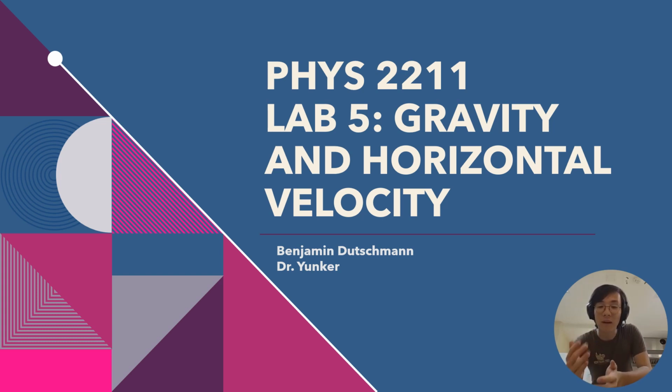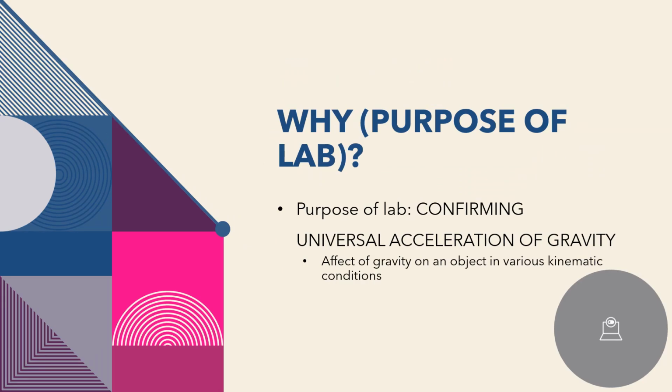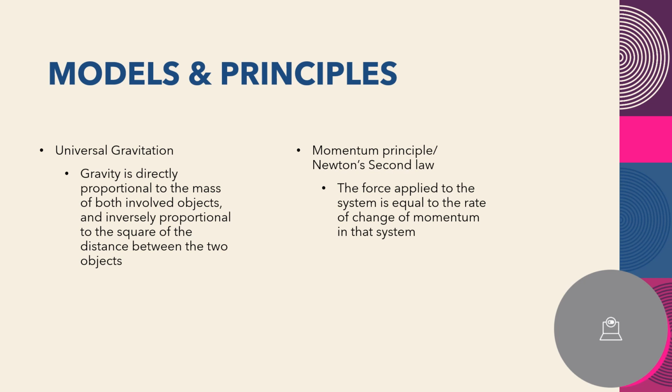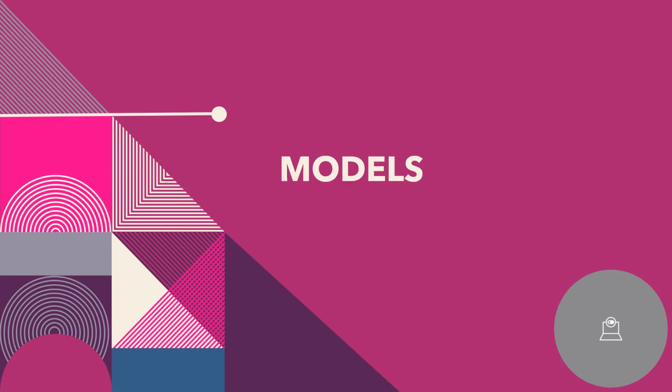Hello and welcome to my final physics lab, Lab 5, Gravity and Horizontal Velocity. The purpose of today's lab is to confirm the universal acceleration of gravity, specifically the effect of gravity on an object in various kinematic conditions. The models and principles I'll be looking at today are universal gravitation and the momentum principle, or Newton's second law. Previewing my result, I found that when a horizontally thrown and a dropped object are released, they impact the ground at the same time.